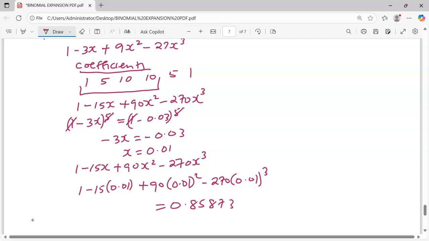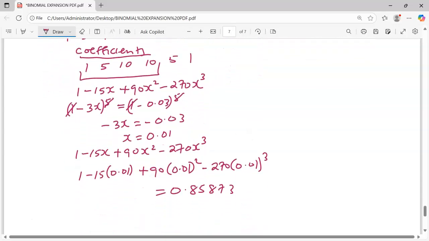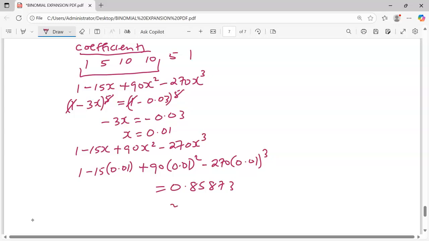And if we make use of our calculator, the value to this is going to be 0.85873. But according to the question, we are supposed to give our value correct to 4 decimal places, and therefore the value that we are going to end up with is 0.8587 correct to 4 decimal places.